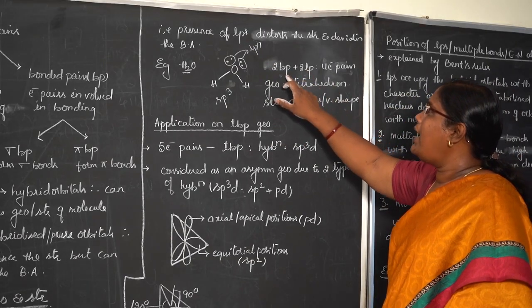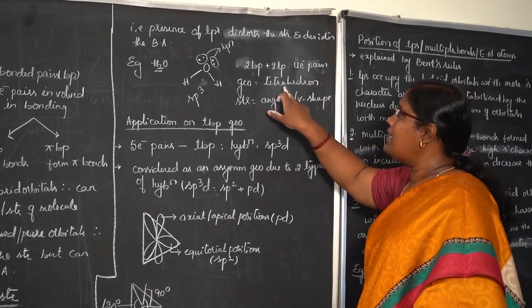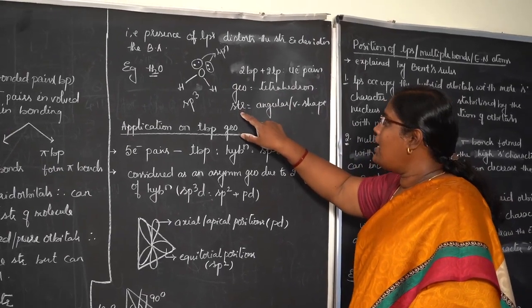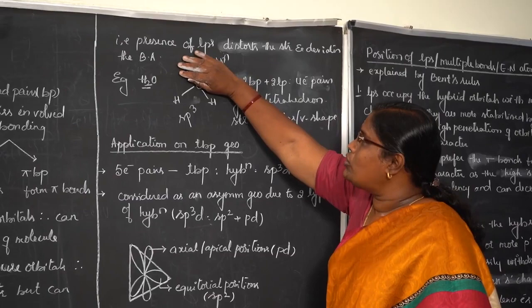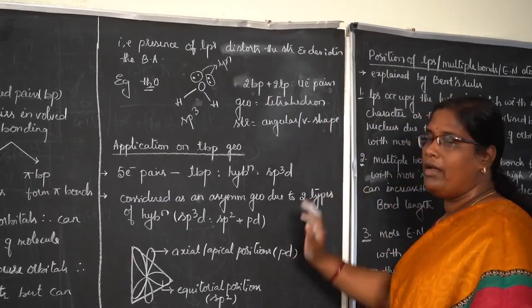Geometry includes both bonded and lone pairs, so we say that it is tetrahedral. Structure includes only bonded pairs, so we say that it is angular or V-shaped.